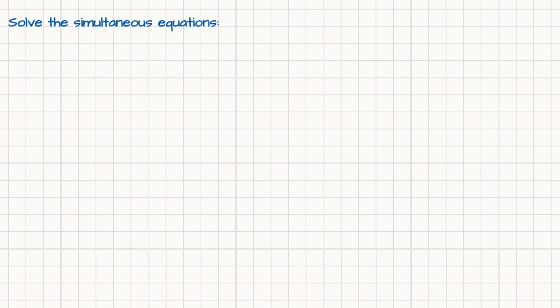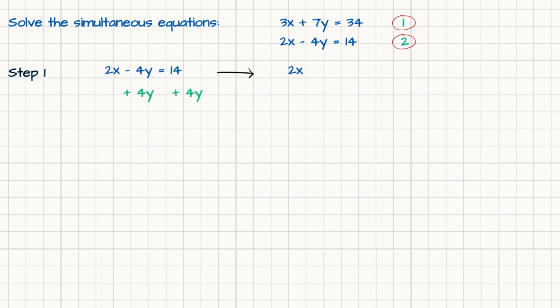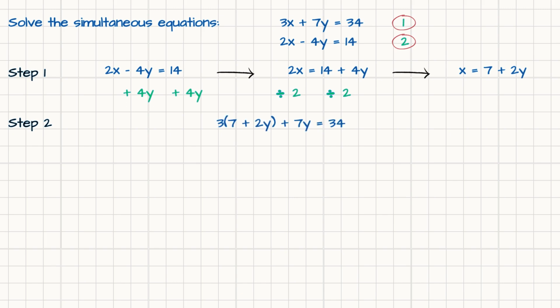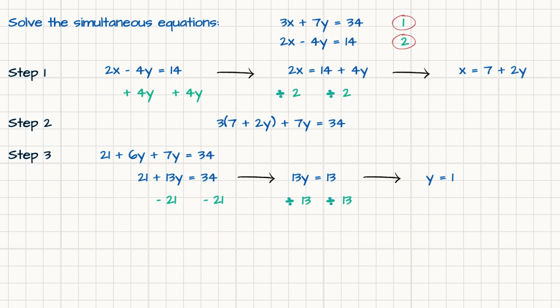Let's try another example. Let's solve the set of equations. 3x plus 7y equals 34 and 2x minus 4y equals 14. We'll use equation 2 and we'll rearrange so that we have x isolated on its own. Here we have x equals 7 plus 2y. Step 2. We substitute this expression for x into equation 1. Expanding the brackets gives 21 plus 6y plus 7y equals 34. And if we simplify, we find that y equals 1.